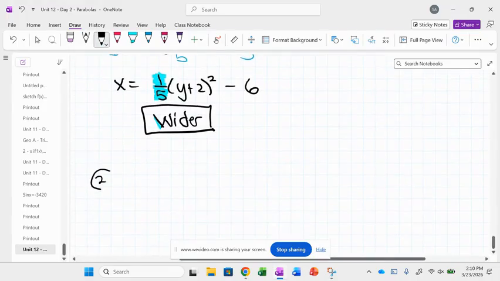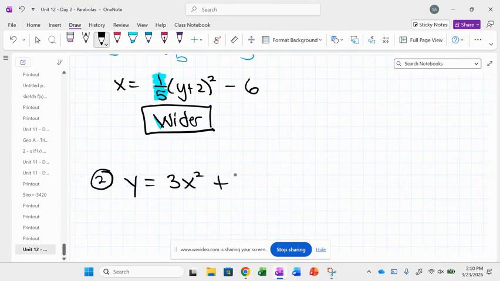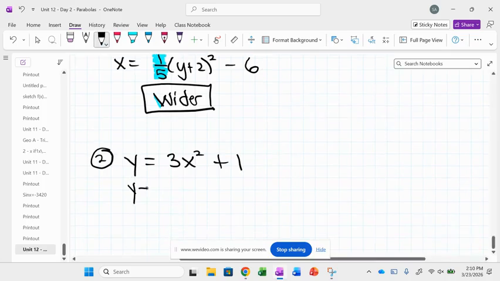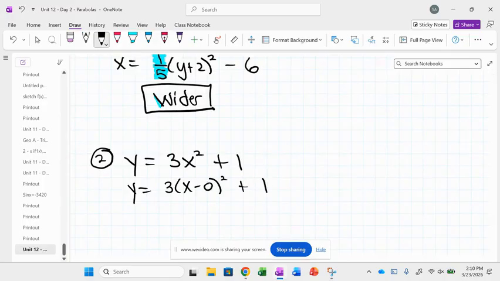Okay, last one for today. Let's say I have y equals 3x squared plus 1. Do I need to complete the square on this? No, actually, we don't have to, guys. Isn't this the same as saying y equals 3 times x minus 0 quantity squared plus 1? So I don't need to complete the square.